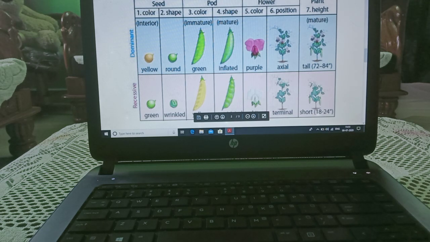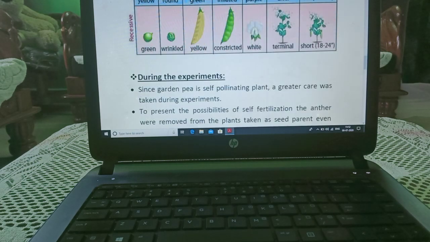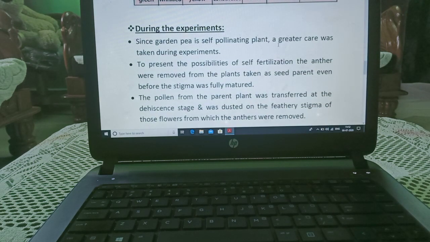Flower position, as I told you: a flower between the branch is known as an axial flower. Presence of flower at the top of the branch is known as terminal. Plant height, that is tall, 72 to 84 inches, and short, 18 to 24 inches. These are all 7 contrasting characteristics studied by Mendel in the pea plant, known as Pisum sativum. Now during the experiment, since garden pea is a self-pollinating plant, great care was taken during experiments.